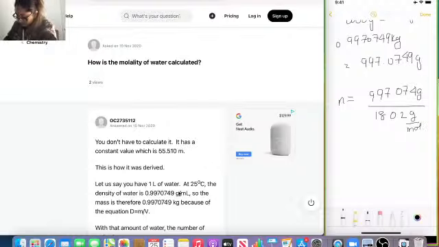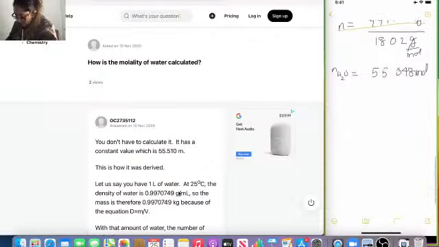And so you can cancel out the units here, grams and grams. Then if you divide these two, you would get 55.348 moles. So this is the number of moles of H2O. And so now we have our moles and we have the mass of water, and so now we're going to calculate the molality.